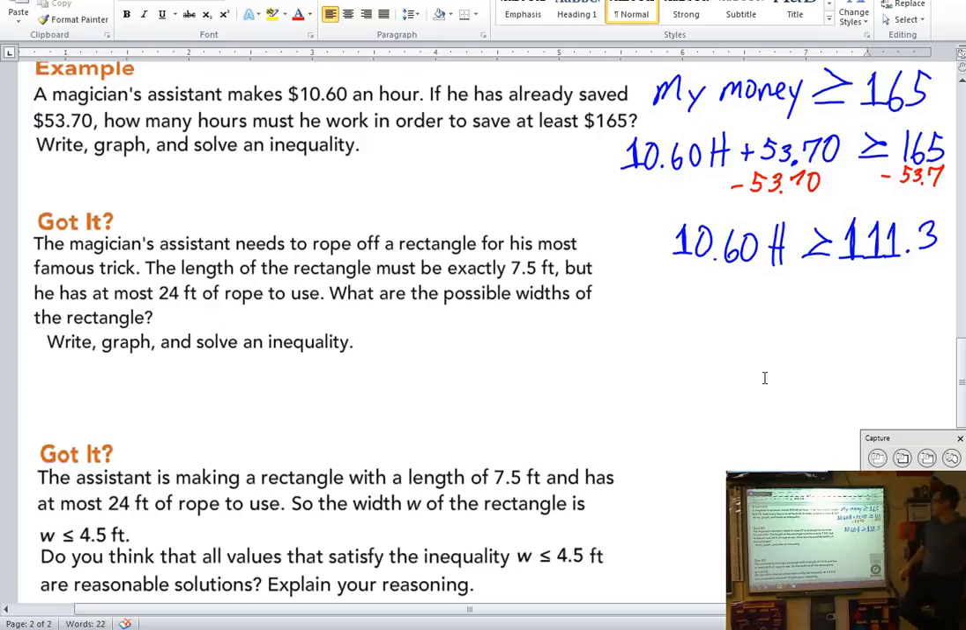Moon, what do I do now to get the H by itself? You would subtract the 10.60. How is it attached to the H? Or divide. It's multiplied. So we want to divide by 10.60. Divide by 10.60. That gives me that the hours that they would need to work will be greater than or equal to 10.5.